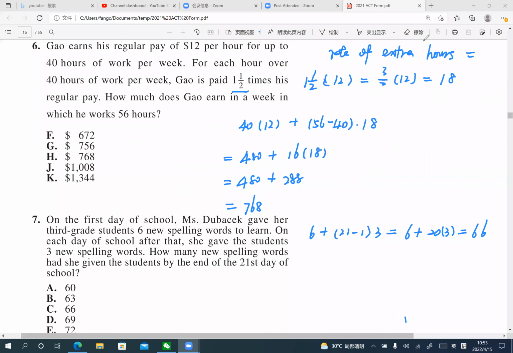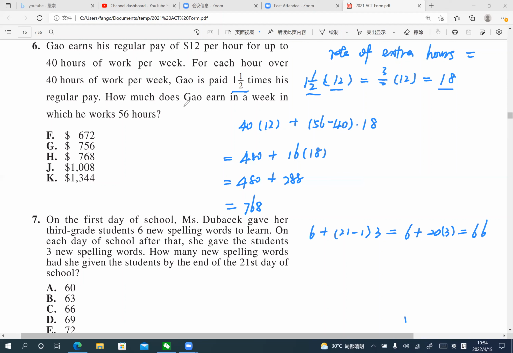Question 6. Gao earns his regular pay of $12 per hour for up to 40 hours of work per week. For each hour over 40 hours of work per week, Gao is paid 1.5 times his regular pay. So 1.5 times the regular pay $12 is equal to 3/2 times 12, which is $18. So the rate of extra hours is $18.